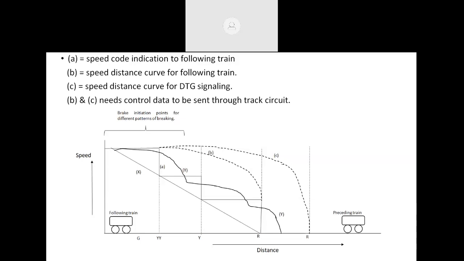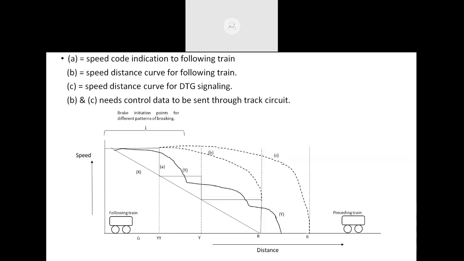To summarize, this is what happens. The curve shifts to the right as single code, double code, distance to go signaling. This development took place, the curve shift moving towards the right. The next question is, if I have such an accurate stopping place, I mean I can calculate the curve, then why not go up to the back of the train? The curve C further shifts to the back of the preceding train, and that is the CBTC, or the moving block.